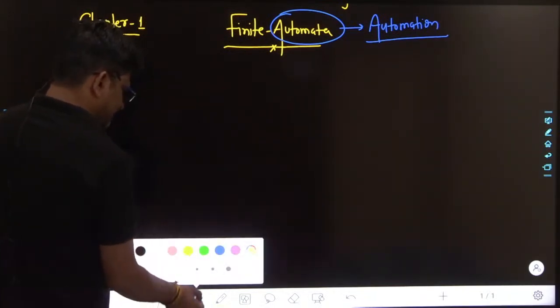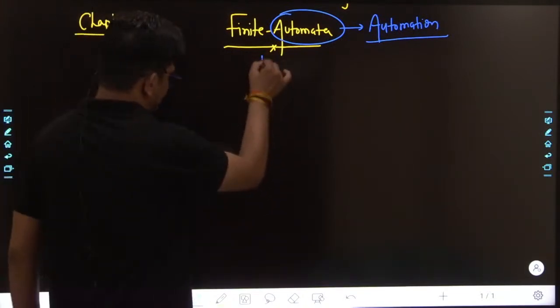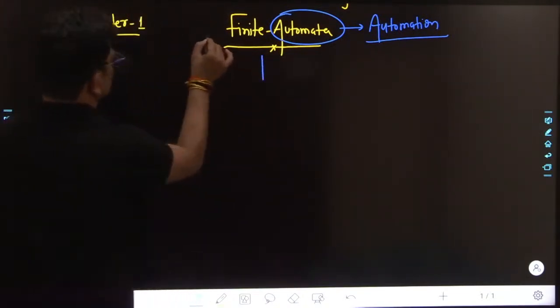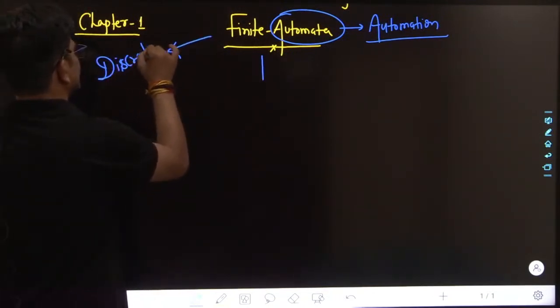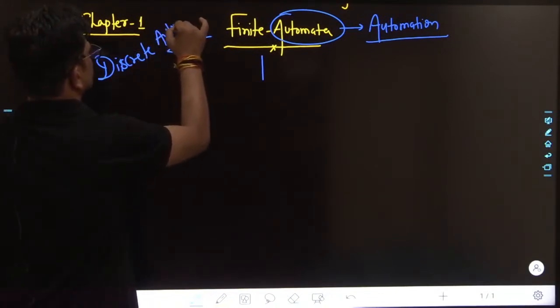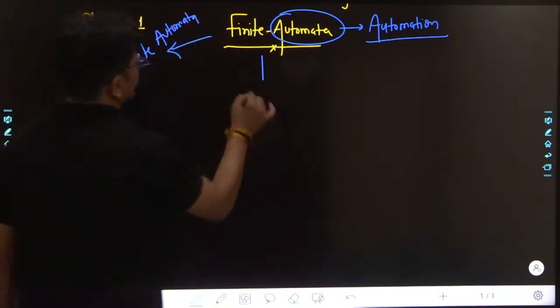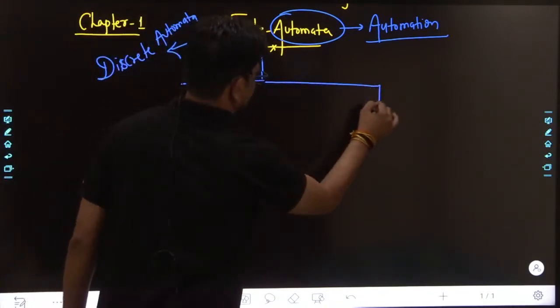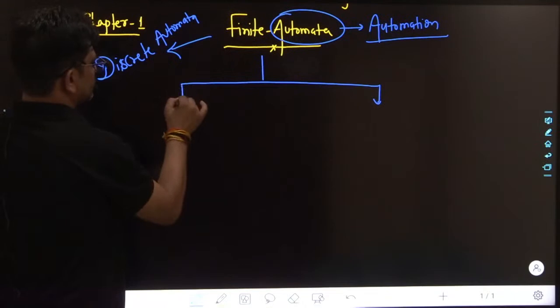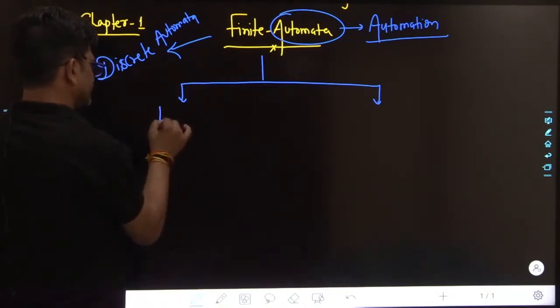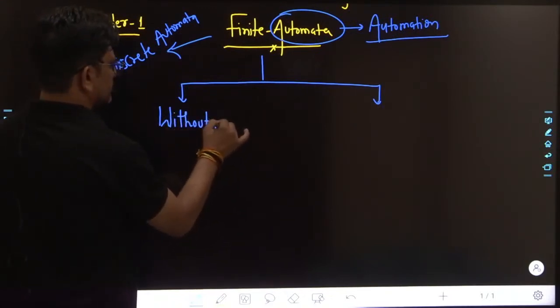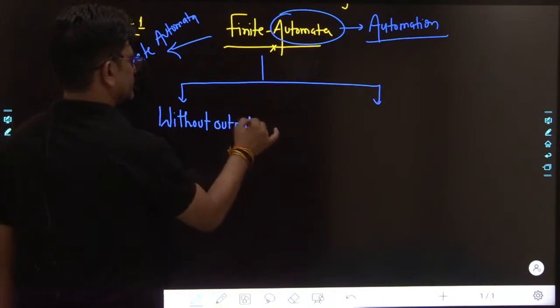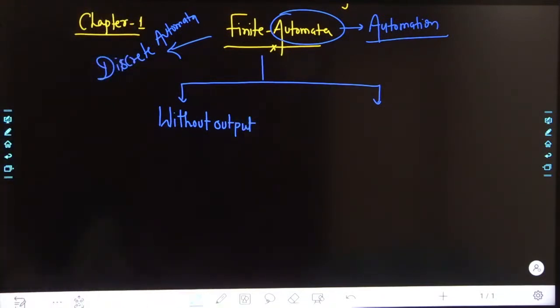Now, finite automata, we classify into two categories. This is also known as discrete automata. We classify finite automata into two categories: without output, self-acting. Yes, Amit, self-acting.